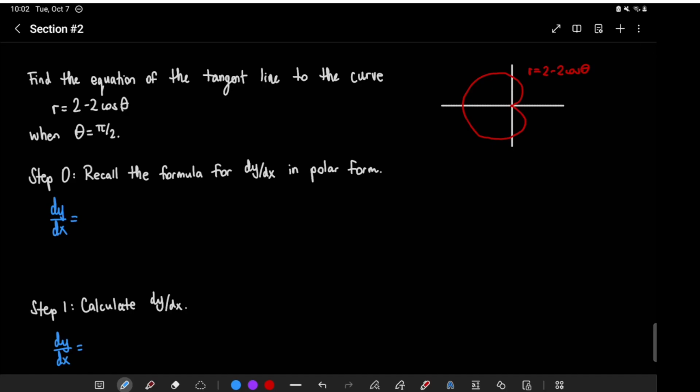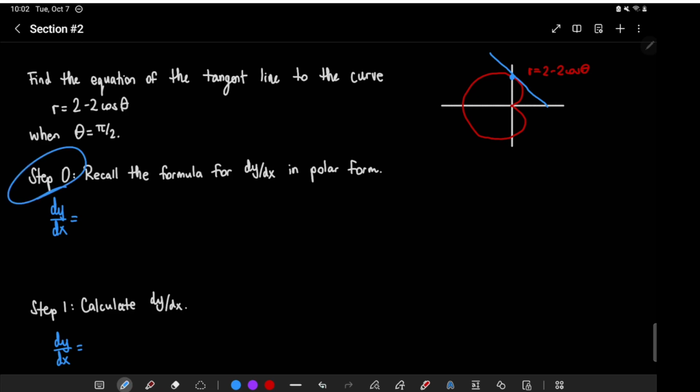Hi everyone. I promised I would help you with the first problem on the worksheet for this week, in which we're dealing with a cardioid given by this polar equation, r = 2 minus 2 cosine theta. And we would like to find the equation of the tangent line when theta equals pi over 2. Pi over 2 is pointing straight up, so that would indicate the tangent line at approximately this point, which, assuming I drew this correctly, is something like that. So let's find the equation of that tangent line.